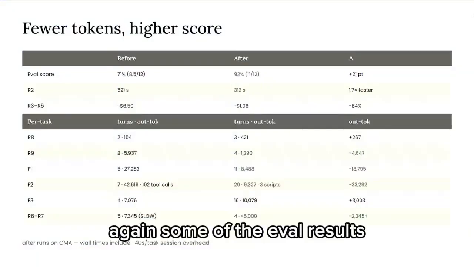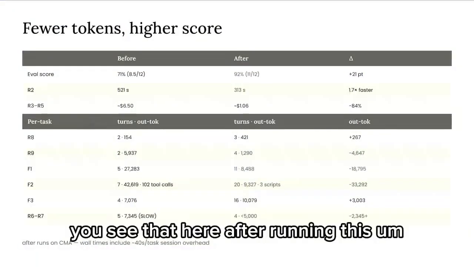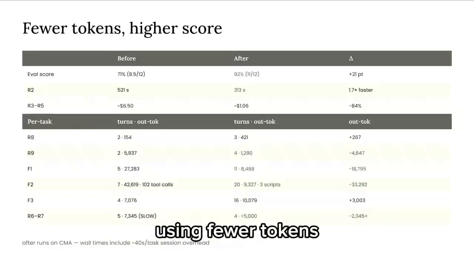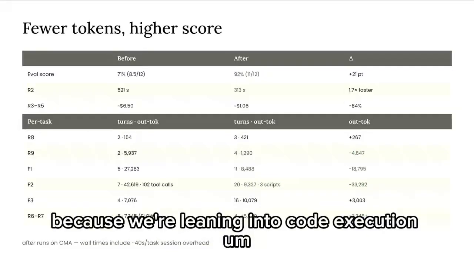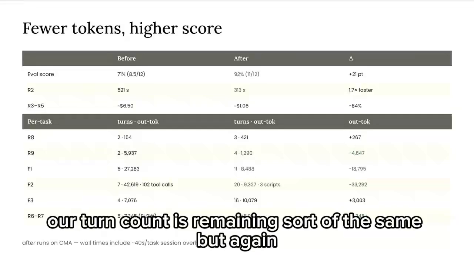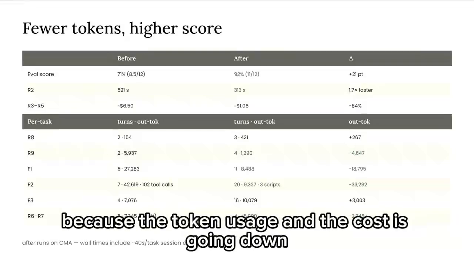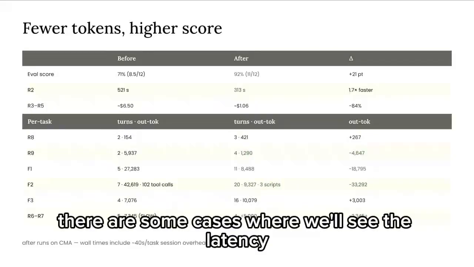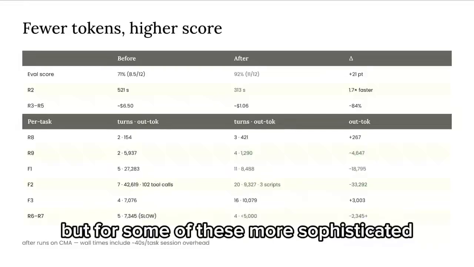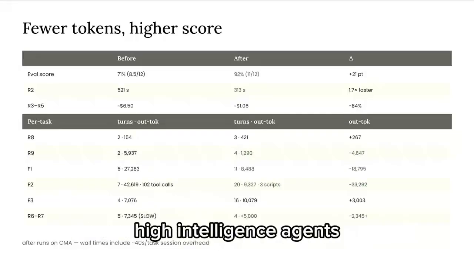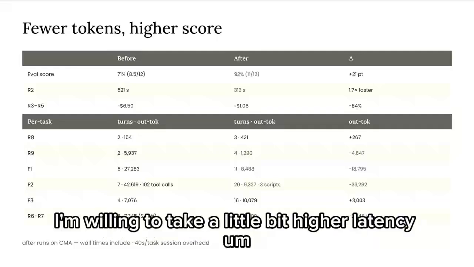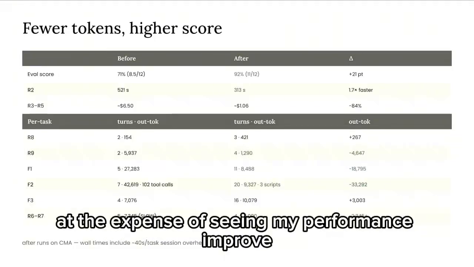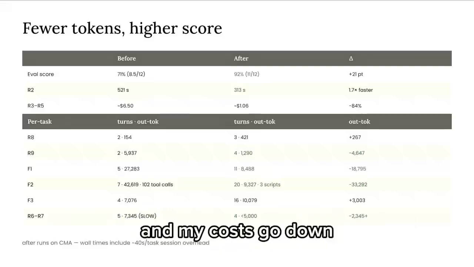Again, some of the eval results, you see that here after running this. We're getting faster. We're using fewer tokens because we're leaning into code execution. Our turn count is remaining sort of the same, but because the token usage and the cost is going down, I'm actually okay with Claude taking more turns. There are some cases where we'll see the latency not drop as much as you would expect, but for some of these more sophisticated high intelligence agents where forecasting is at play, I'm willing to take a little bit higher latency at the expense of seeing my performance improve and my costs go down.